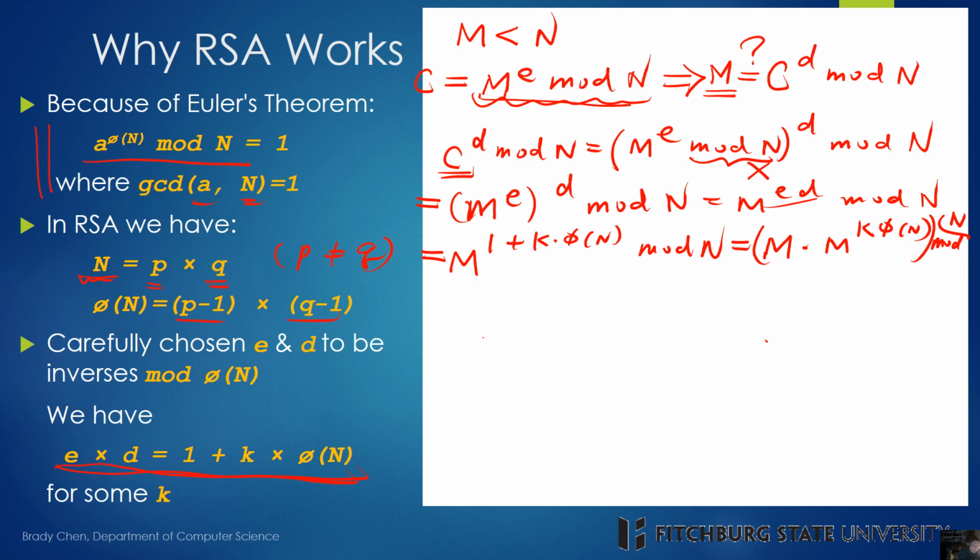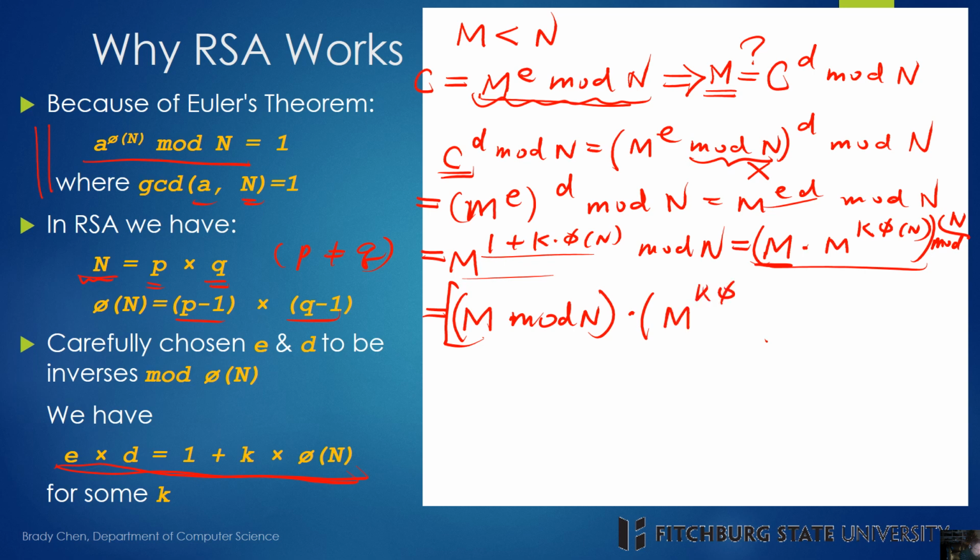So we can write this as a multiplication, separating these two items. The first item is m. By the modular operation, we can write the first item as m mod n, times the second item, m to the k times phi of n, mod n.